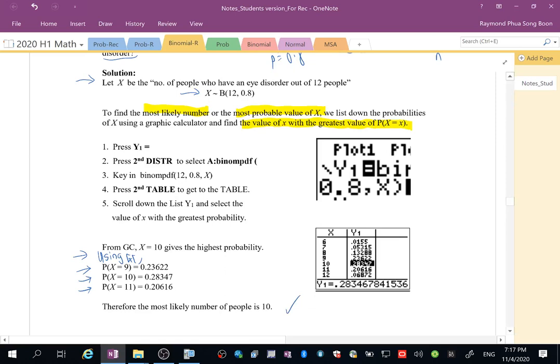So this conclusion is important. You need to write down this conclusion after you've written down the three rows that you obtain from the GC. All those rows that I put an arrow on will be the essential working that you need to write down in your presentation in solving this question of finding the mode of a random variable which follows a binomial distribution.